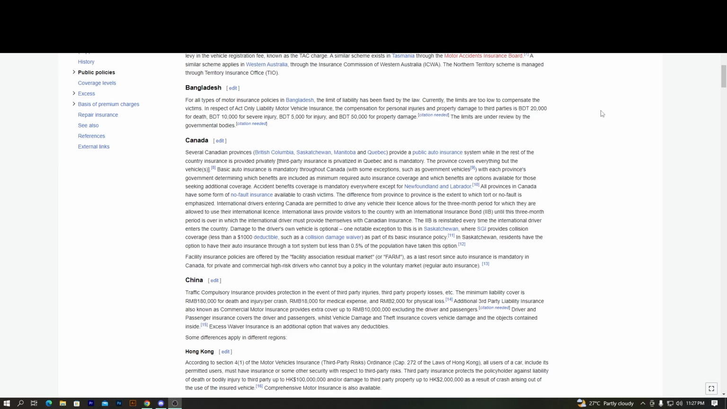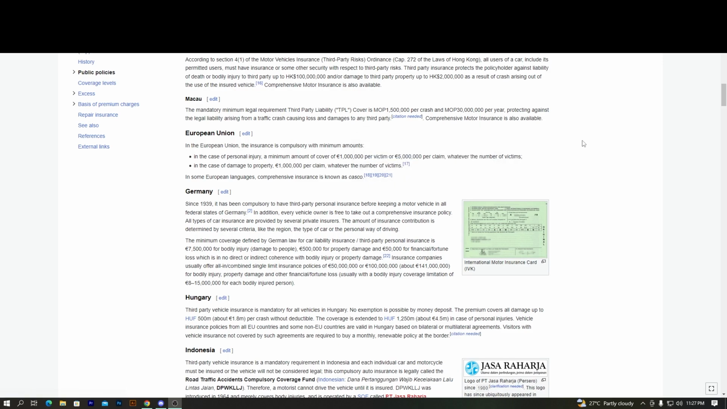such as government vehicles, with each provincial government determining which benefits are included as a minimum required auto insurance coverage and which benefits are options available for those seeking additional coverage. Accident benefits coverage is mandatory everywhere except for Newfoundland and Labrador. All provinces in Canada have some form of no-fault insurance available for crash victims.